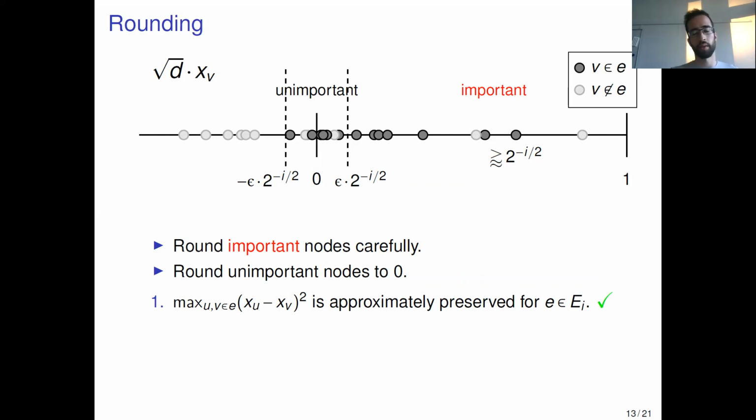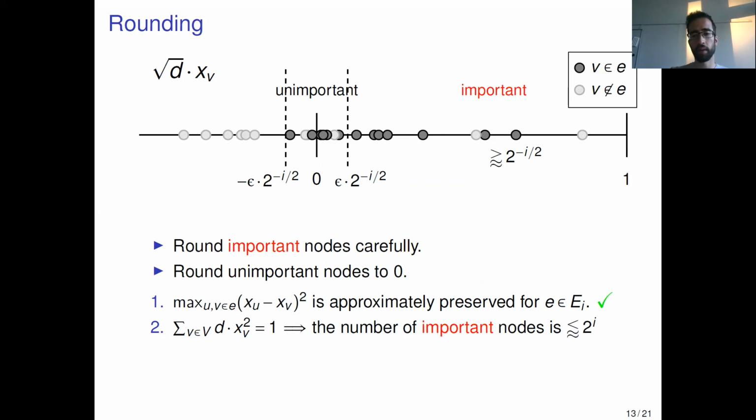What about our second condition? How many different possible rounded vectors are there? Well, crucially, we can count the number of important vertices globally, right? We know that the variance of the vector x is 1, and so the number of important nodes is at most 2 to the I.